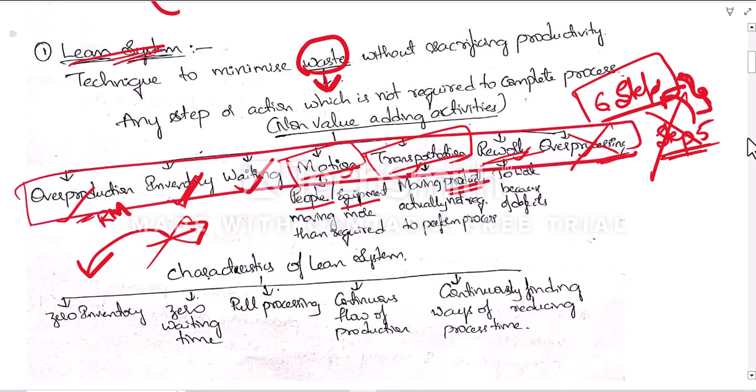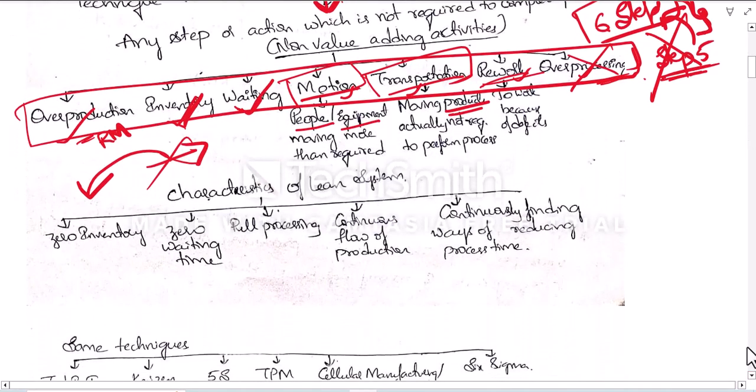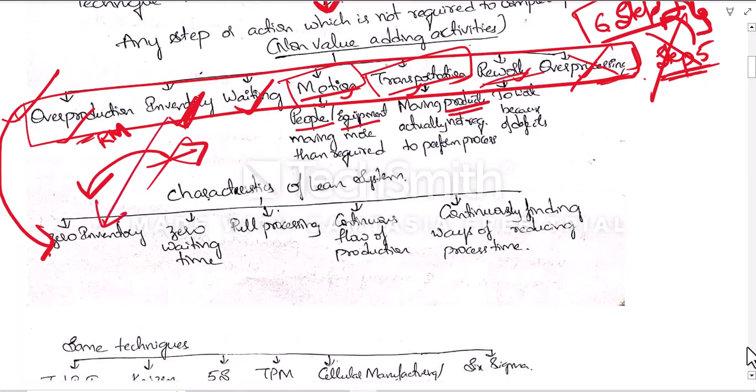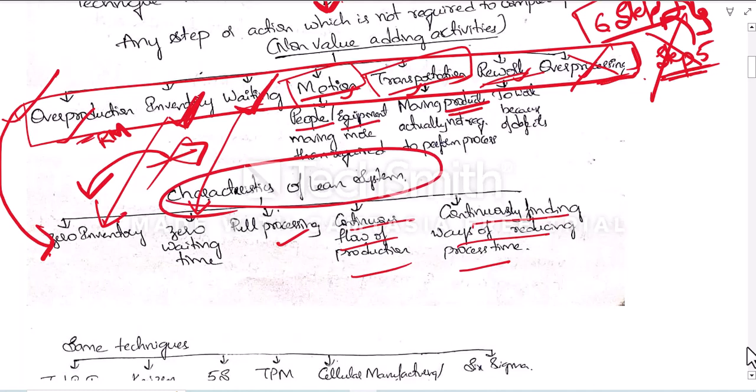So what will be the characteristics of lean system? Means what we will achieve in lean system, as we have these drawbacks, overcoming them will be the characteristics of the lean system. We have inventory as a waste here, so we will try to reduce the inventory to 0. We have waiting time as a waste here, so we will try to reduce the waiting time to 0. In the same way, pull processing means doing a process only if it is required. Continuous flow of production without any breaks, without any waiting time, and continuously finding ways to reduce the process time. All this will become the characteristics of lean system.